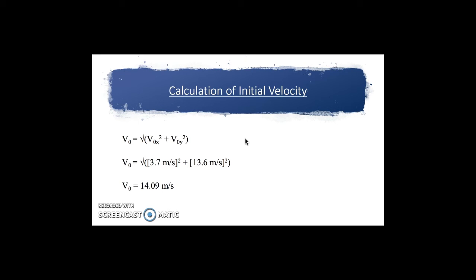So we calculated that the initial velocity for Diana when she leaps off of the shield to get to the top of the church is 14.09 meters per second.